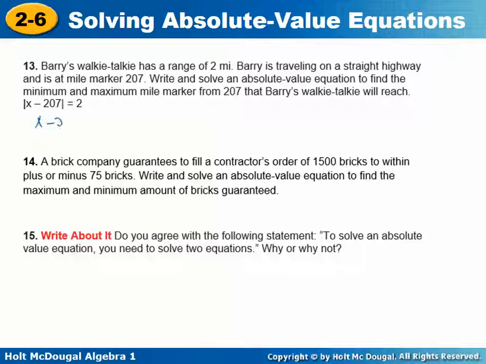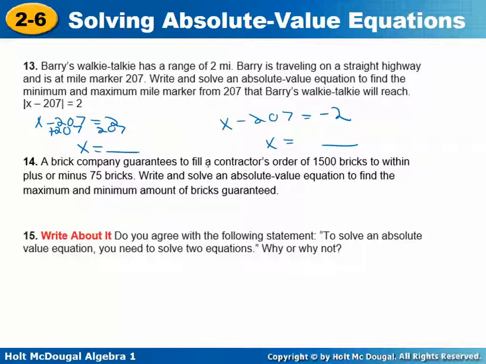So we will write our two cases, and then the other case would be x minus 207 equals negative 2. And what we get for our answers will be the 2 mile markers that Barry will still be able to use his walkie-talkie. So in number 14, it's a very similar question.